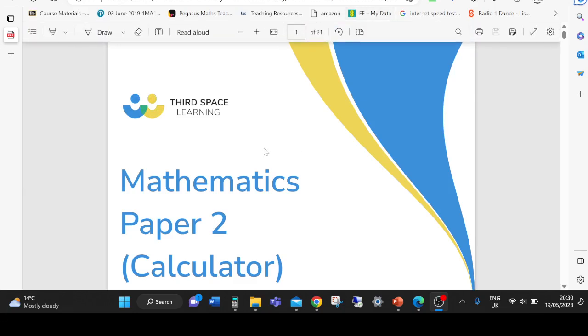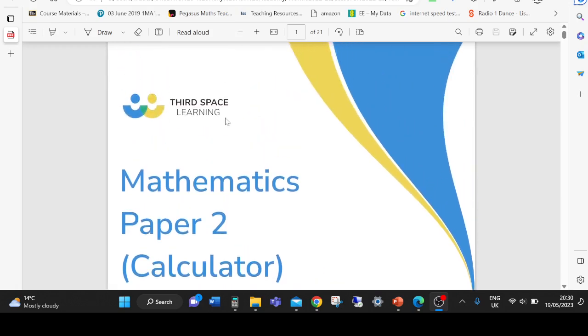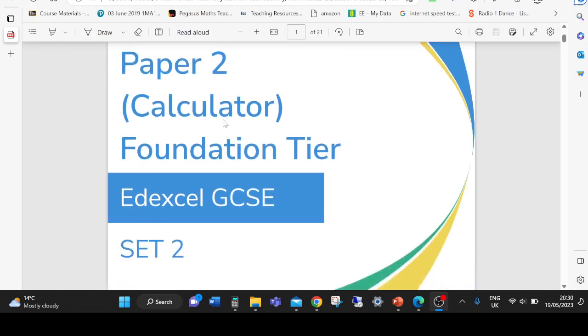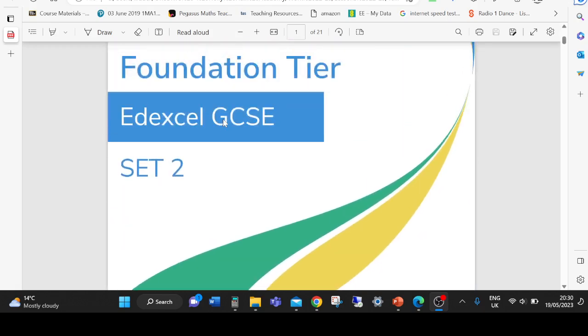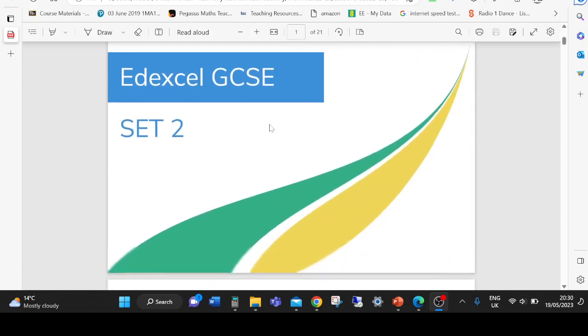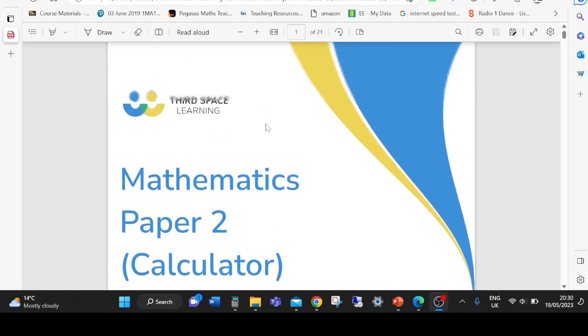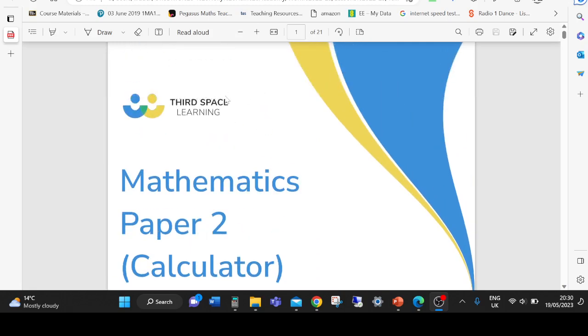Today we're looking at a set of practice papers or predicted papers from a company called Third Space Learning. Third Space Learning are a maths revision site. They've produced a very good set of papers. I did paper 1 in the build up to my year 11's paper 1, and I'm going to do this paper 2. So this is a predicted paper prior to paper 1 being done.